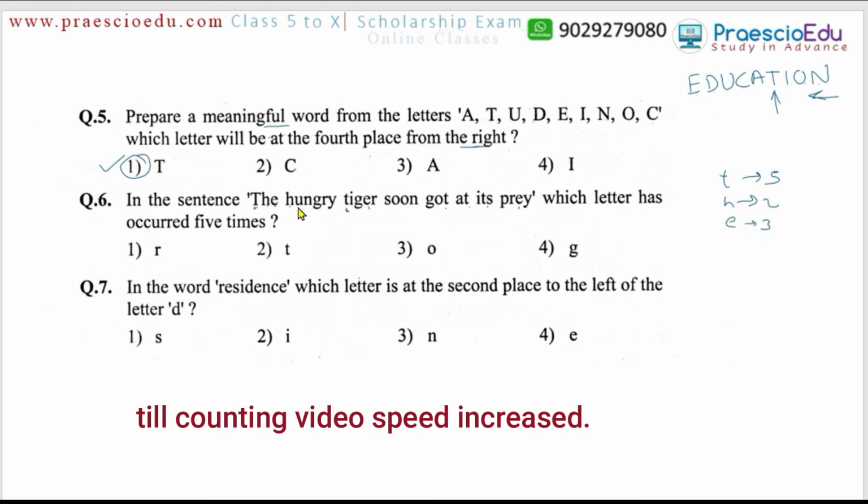E comes 3 times. Then H already counted. U here, 1, then only 1. Okay, U, 1. Then N, 1, 2. Okay, N comes 2. G, 1, 2, 3. G comes 3 times.